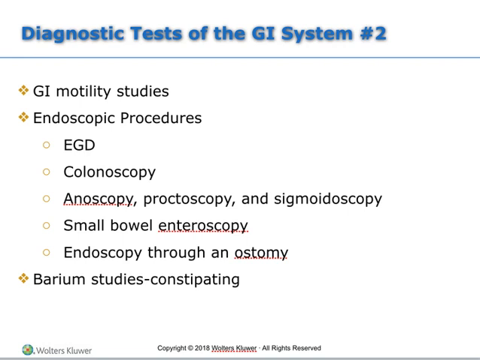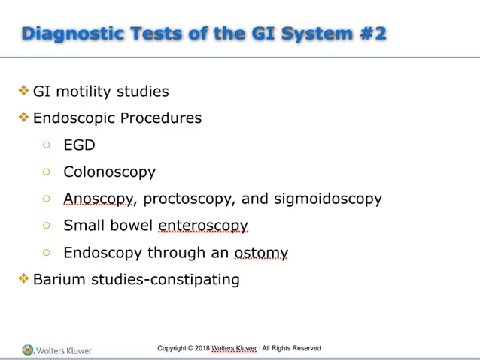Okay, we can also do some GI motility studies. How is everything getting pushed through the digestive system? Endoscopic, these are just some specific names. EGD: esophagus, gastric, duodenum. Those are the three organs that they look at with that.